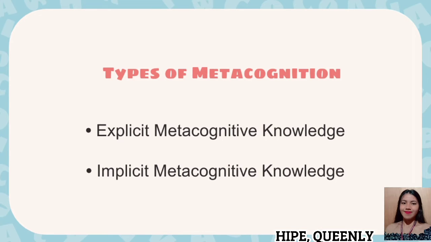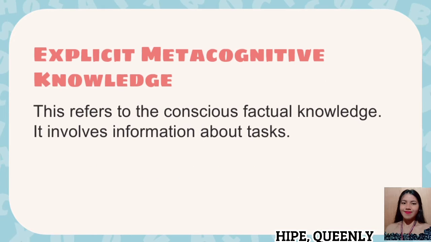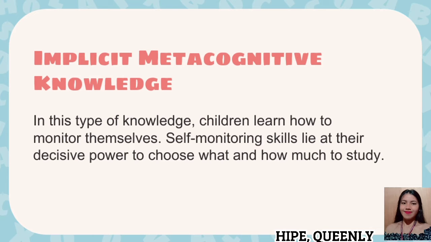There are two types of metacognition: the explicit and implicit metacognitive knowledge. The explicit metacognitive knowledge refers to the conscious factual knowledge. It involves information about tasks. For instance, it is easy to remember the major point in the selection rather than to memorize the entire text. Implicit metacognitive knowledge. In this type of knowledge, children learn how to monitor themselves.